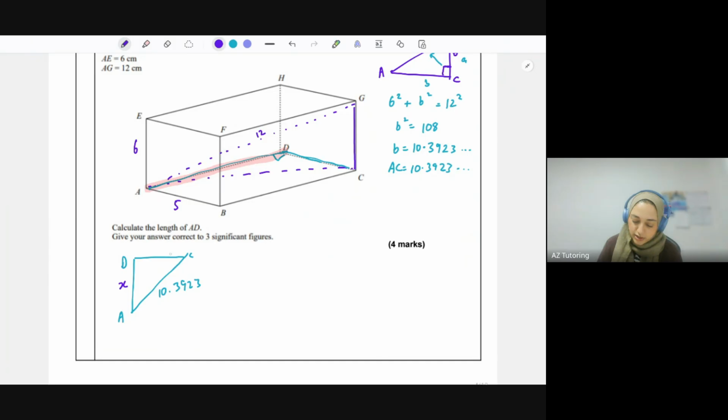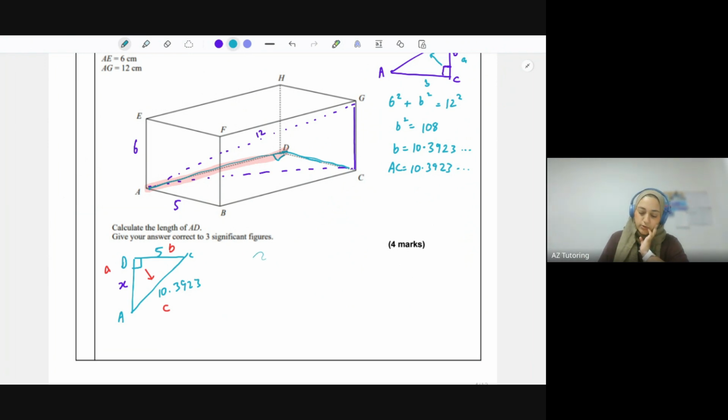And DC, do I know the length of that? Yes, I do, because if AB is 5, then DC will also be 5. They're opposite each other. So that is 5. Now, again, we can use Pythagoras because this is a right-angled triangle to find out what X is. So using Pythagoras, I'm going to label C first, which is opposite the right angle, and then this is A and B. It doesn't matter which one you call A and B.